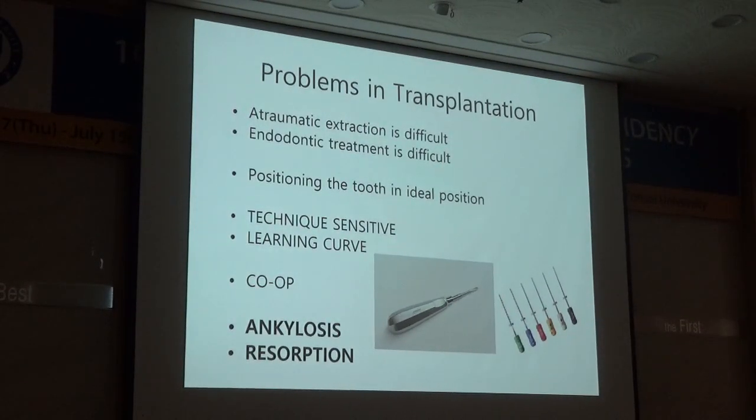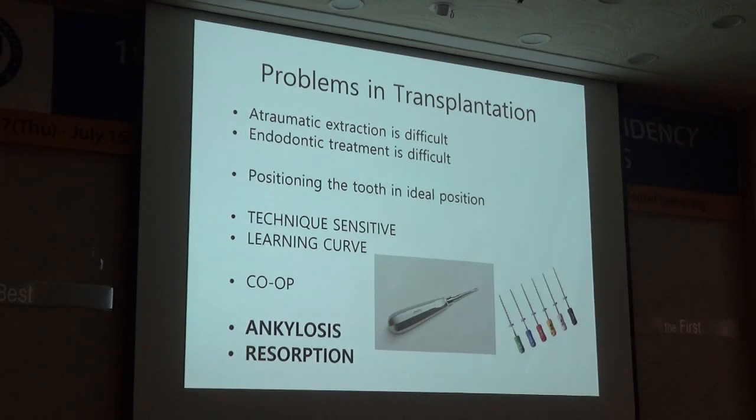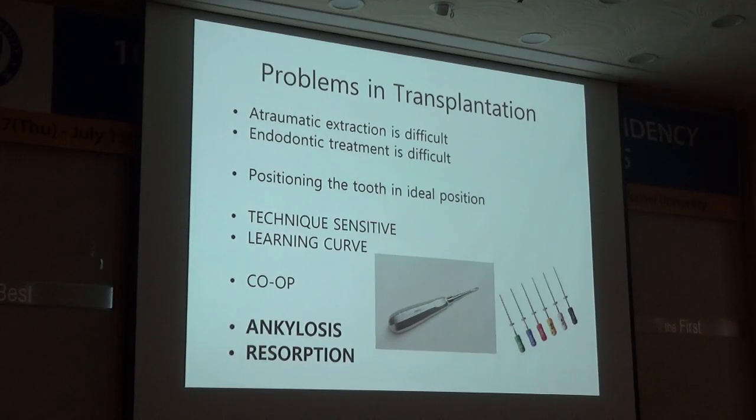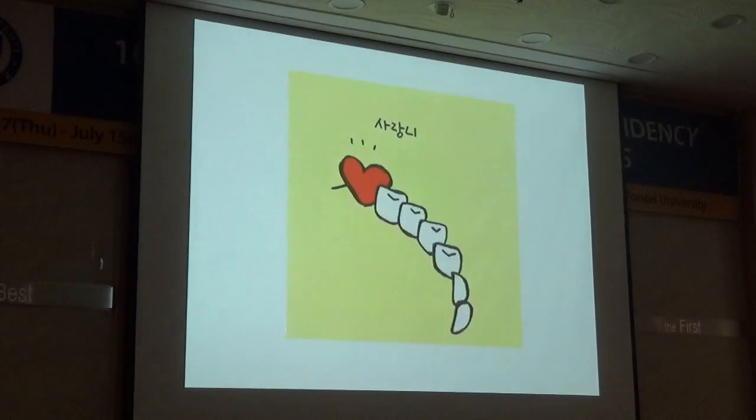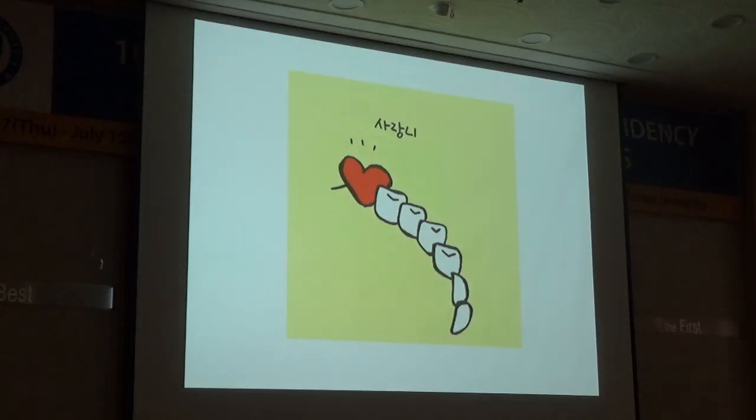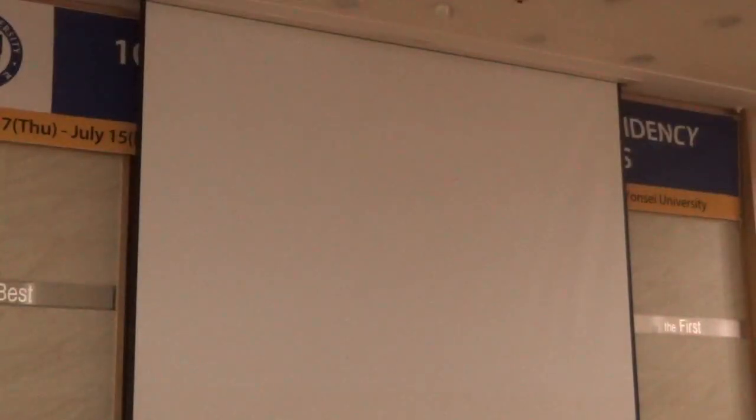But transplantation is very difficult. Extraction is difficult, and endodontic treatment is also difficult. So always we have to do the 3D model, and the surgeon has to master the technique. So there is a lot of learning curve needed. So this is a thing, and I will show you some failure cases in the final lecture.